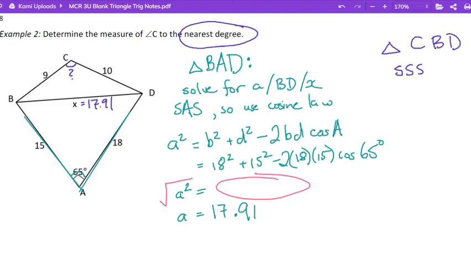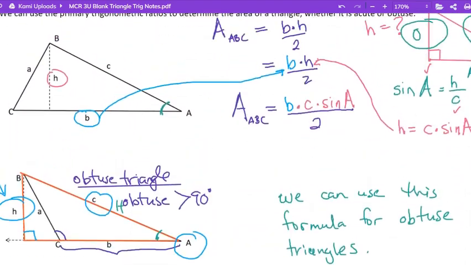Why is it definitely not sine law? Because you have SSS. You don't have a complete pair. So we're going to use cosine law. But because you need a complete pair for sine law, you're like, I don't have an angle inside that corresponds. So in this case, this one I don't know off by heart.